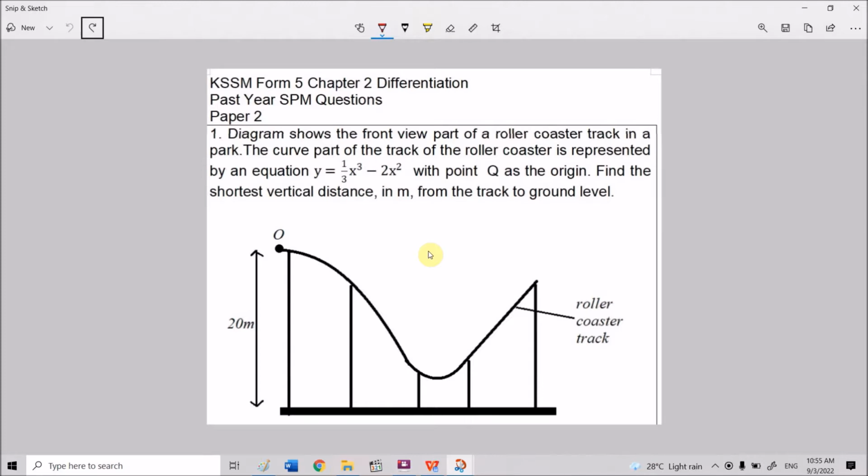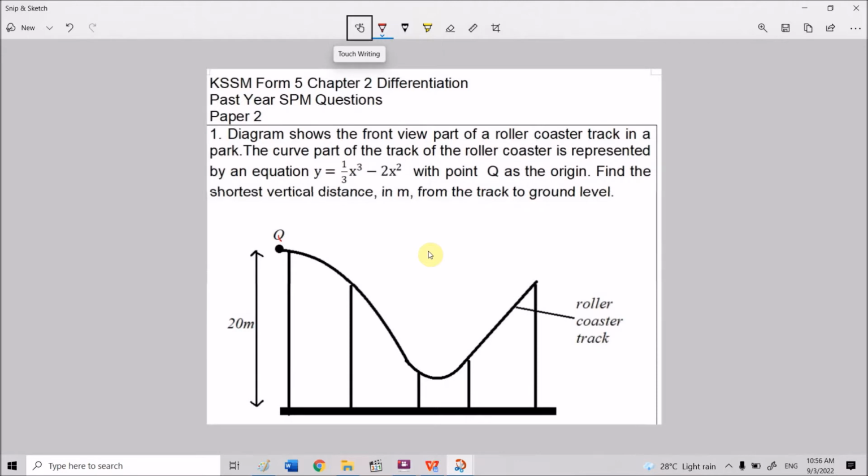Okay, we look at the question here. The diagram shows the front view part of a roller coaster. So the curved part of the track of the roller coaster is represented by this equation. The track, this curved part here, is represented by this equation with point Q as the origin. So actually this is the point Q here.